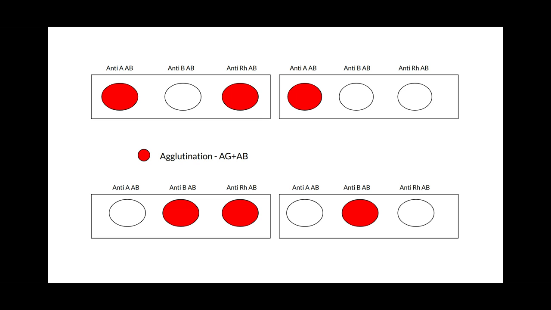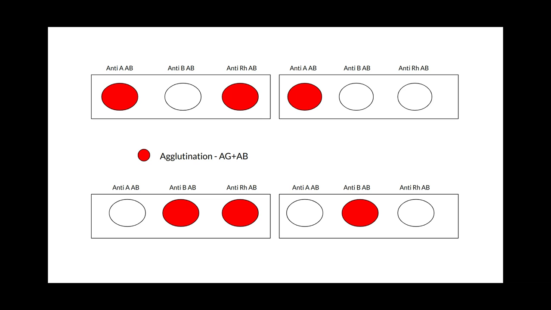In the first slide, you can see the anti-A antibody and anti-rhesus antibody circles have become agglutinated. That means the patient's blood must be A positive, because anti-A antibody reacts with the antigen A, so there's an antigen-antibody reaction and agglutination occurs. Anti-rhesus antibody reacts with the rhesus antigen, which is present on the RBC, so again there's an antigen-antibody reaction and agglutination.